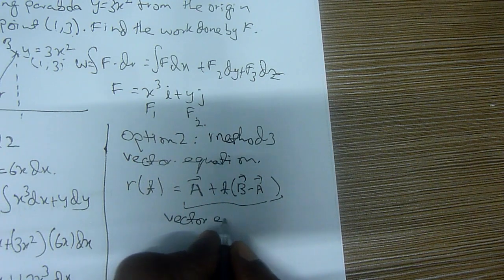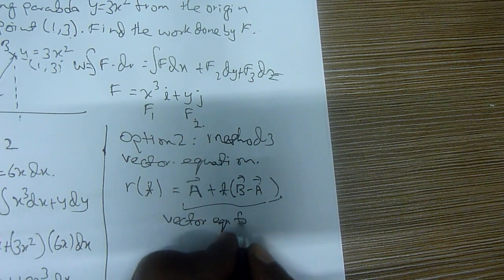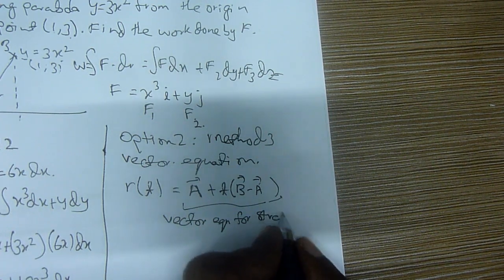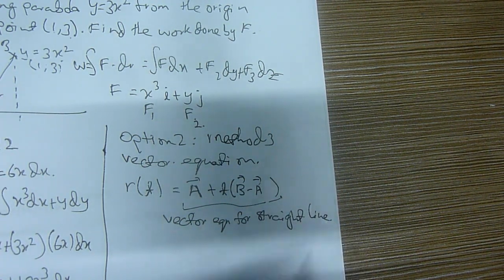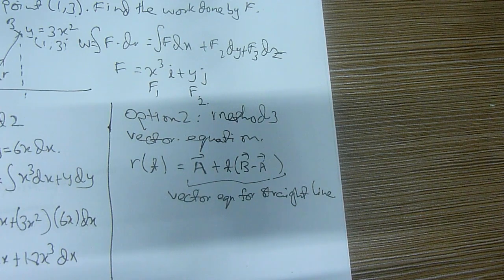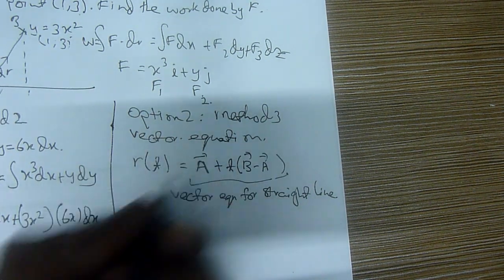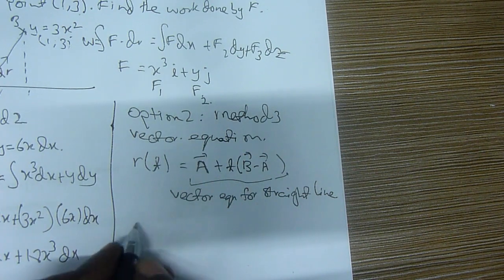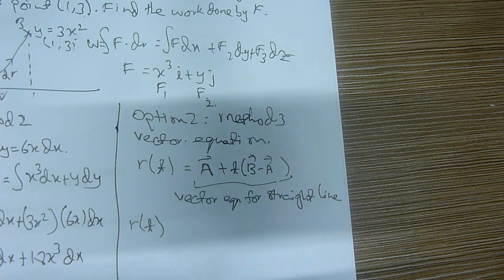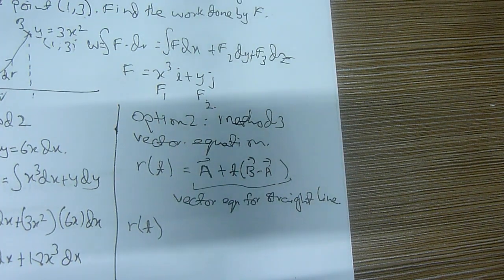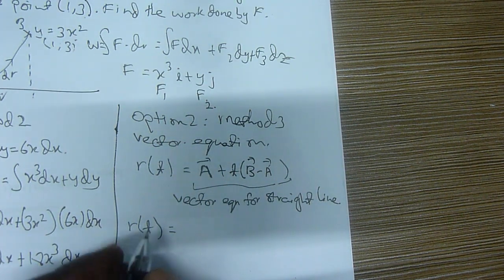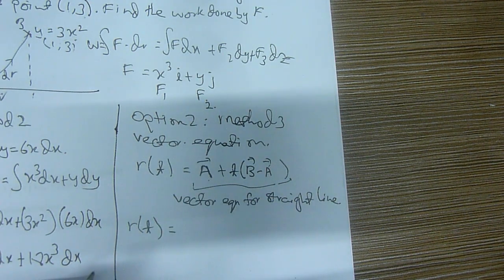Vector equation for a straight line. Therefore I can calculate the equation here based on the vector r(t). I'm looking at it from the curve point of view. We are using a kind of parameterization. What is A? How do we calculate the A here? A is the vector.